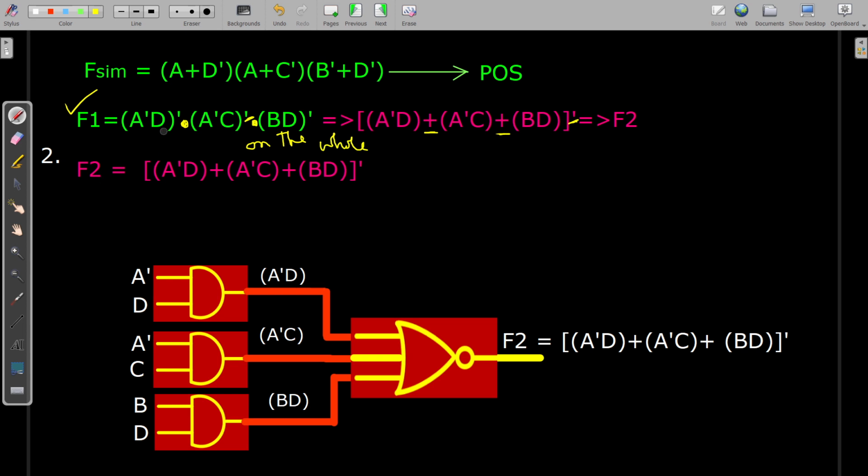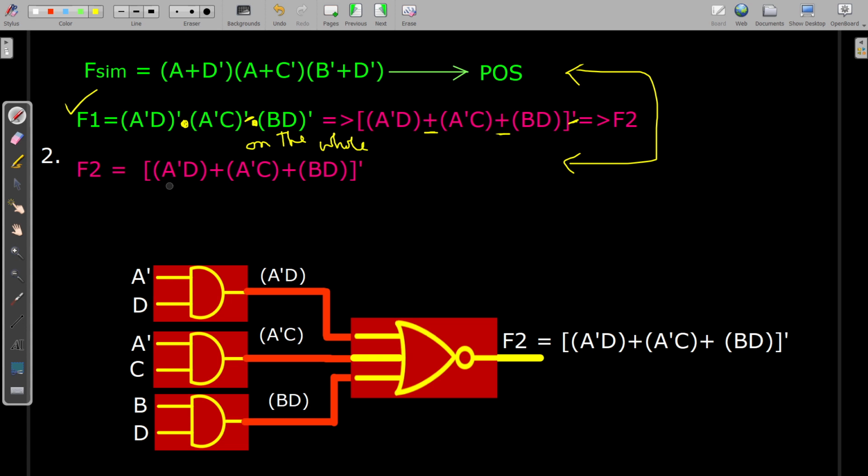What is the second function? It is a dash d plus a dash c plus bd the whole dash. So when you apply, you will get this f1 function. So f1, f2 and f simplified in POS all are related. Okay, all are the same. So they start from here only. Okay. So now we can implement this f2 function.